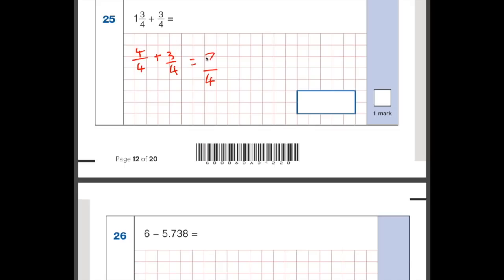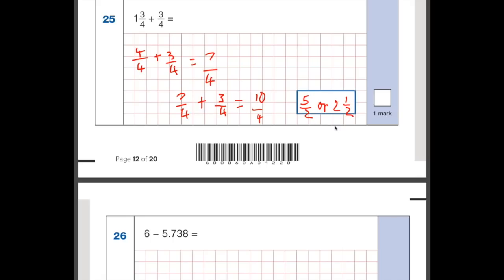Now we can add them together. So 7 quarters add 3/4 equals 10 quarters. Now you could leave that as your answer, or you could simplify it down. In order to do that, we could divide the top and the bottom by 2. So that's 5 halves. And in this case, that's an improper fraction, so we could leave it as a mixed number as well. So 5 halves, or 2 wholes and 1 half, because 5 halves is the same as 2 wholes and 1 half.